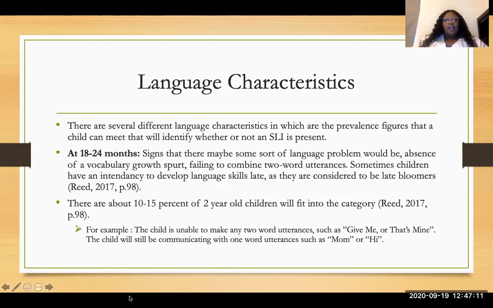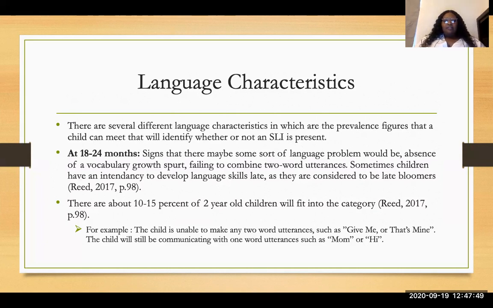Language characteristics. There are several different language characteristics and prevalence figures that a child can meet that will identify whether or not the SLI is present. At the age of 18 to 24 months, signs of some sort of language problem would be absence of the vocabulary growth spurt and failing to combine two-word utterances. Sometimes children have the tendency to develop language skills late, as they are considered to be late bloomers. This is by Reed 2017, page 98.